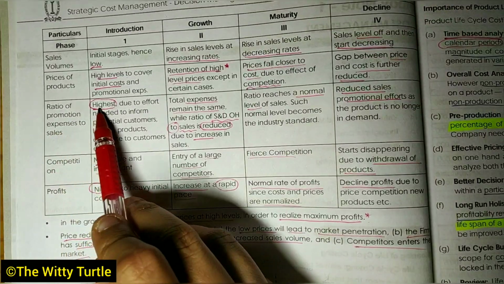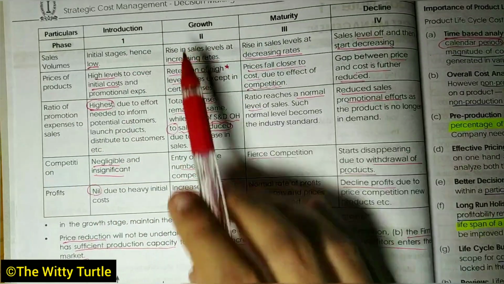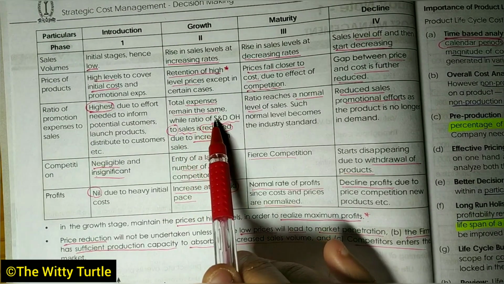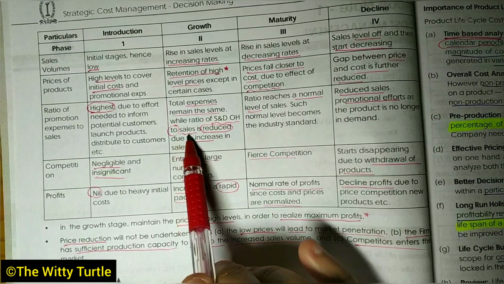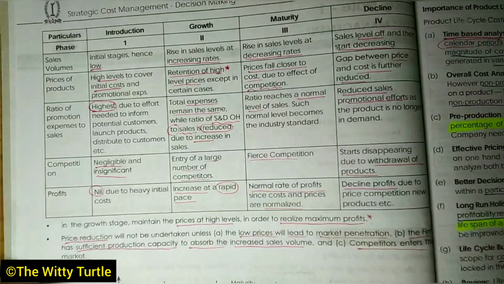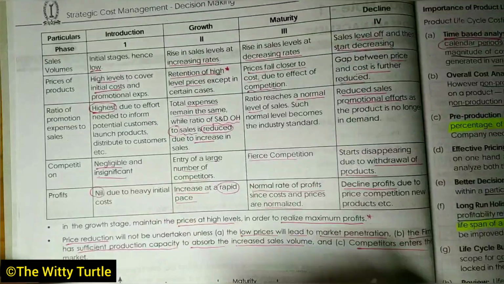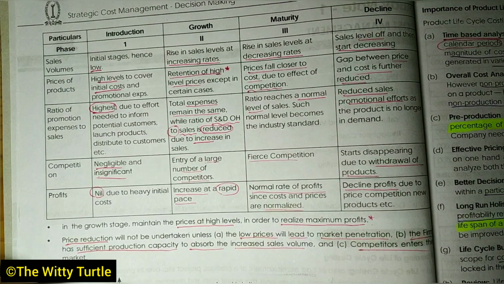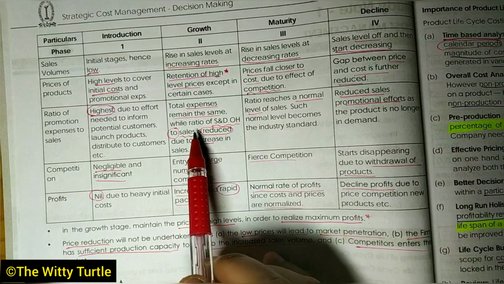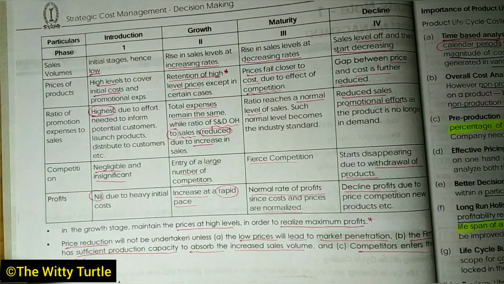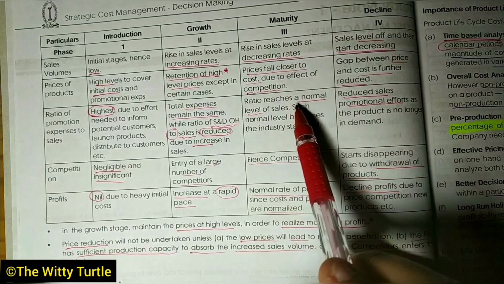So promotional expense is the highest in the introduction level. In the growth level, what happens? Total expenses remain the same while the ratio of selling and distribution overheads to sales is reduced due to increase in sales. The total expenses remain the same in the growth phase also, right? Why? Because in the growth phase your sales is still increasing, so you have to maintain the amount of marketing spend. But as the sales also increase, the ratio between promotional expense and sale decreases, which is a good thing obviously.